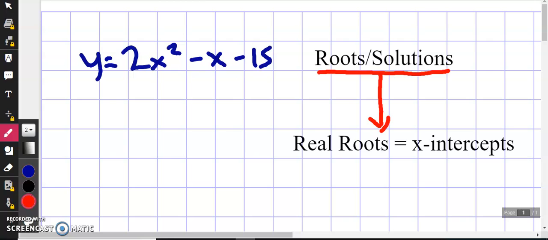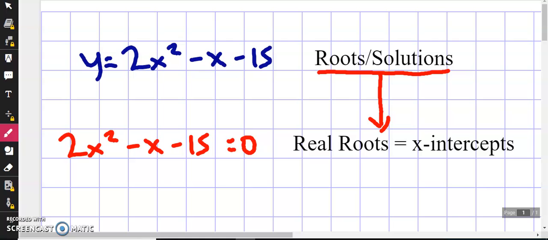To do this, we're going to remember that the real roots are the same as the x-intercepts. We know that in order to find x-intercepts, we just replace our y with 0. So to solve for our roots or solutions, I'm going to take the equation I'm given and make it equal to 0 on the opposite side. And from our previous video, we know that the roots are the numbers that bring the factors to 0.